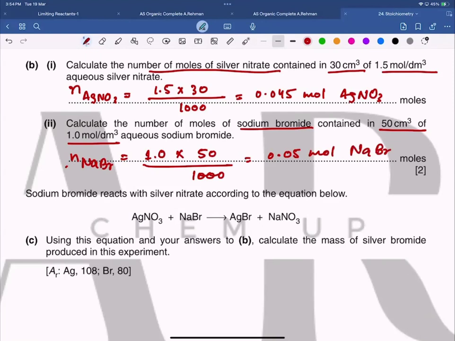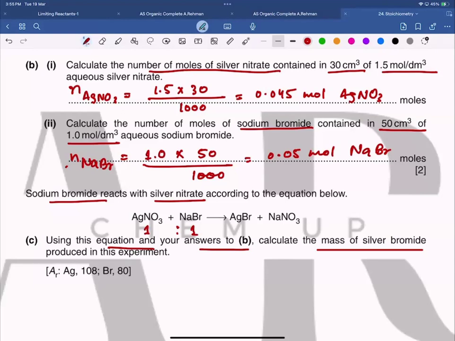Okay, now sodium bromide reacts with silver nitrate. See, both are the reactants. Using the equation and your answers, calculate the mass of silver bromide. So see what I have told you. When you have to find the amount of the product, first you have to identify which one is the limiting, and you will find the amount with the help of the limiting. Now see, according to the equation, their ratio is 1:1.